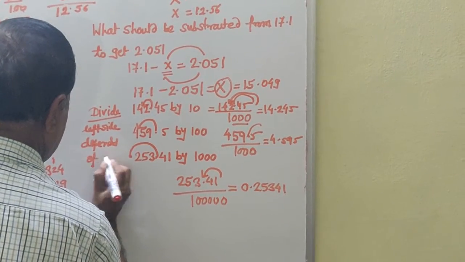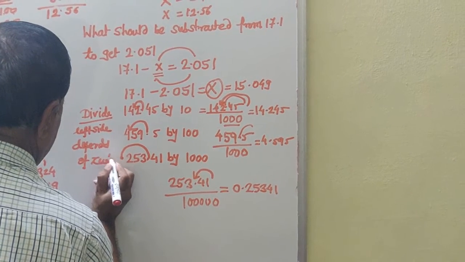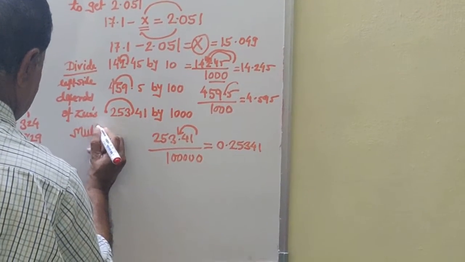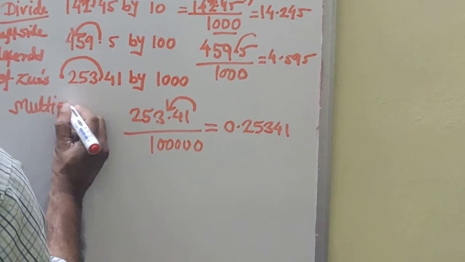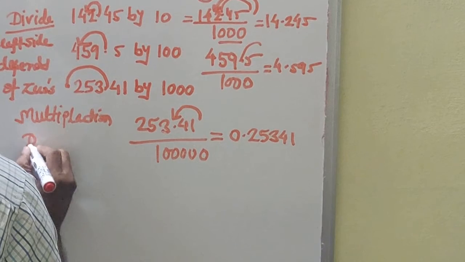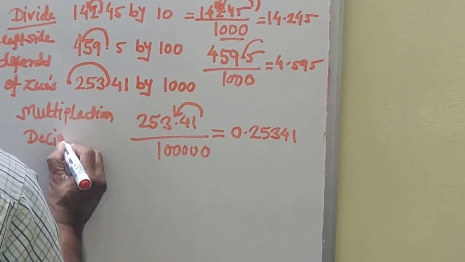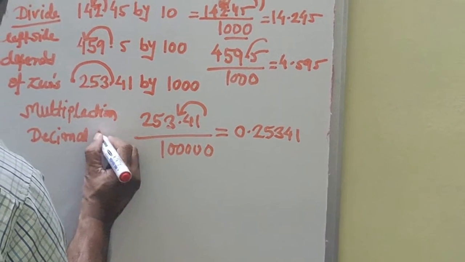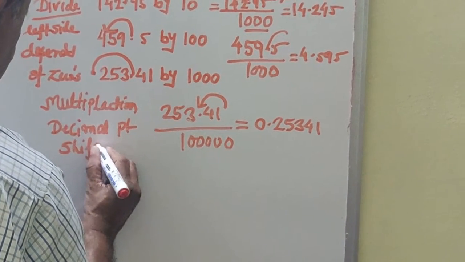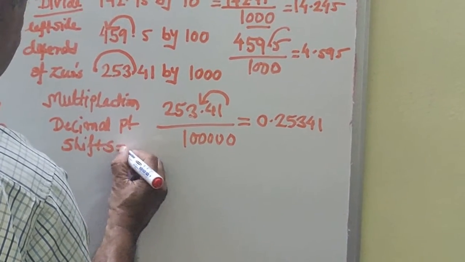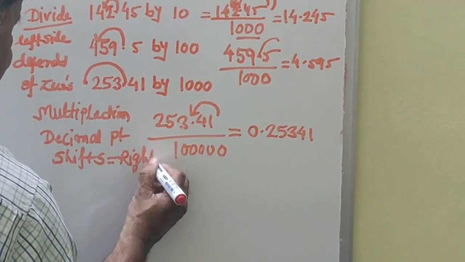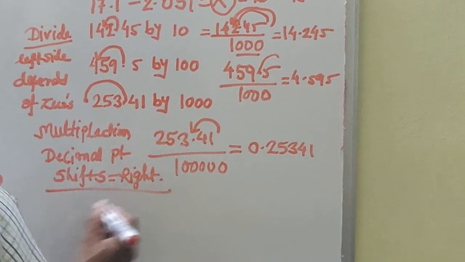Left side depends on the number of which one? Number of zeros. Okay, in multiplication, what will come here? In multiplication, the decimal point shifts towards the right. Okay, we will do the problem of multiplication in the next lecture. You understand this one? Okay, thank you.